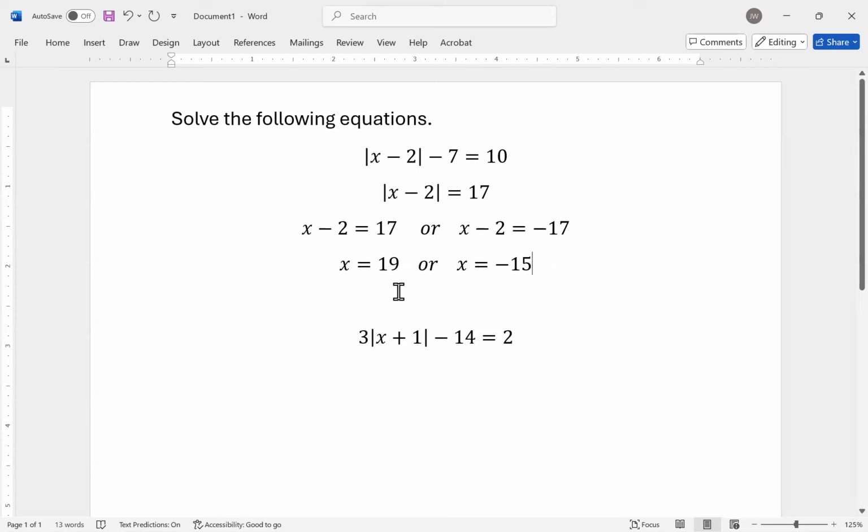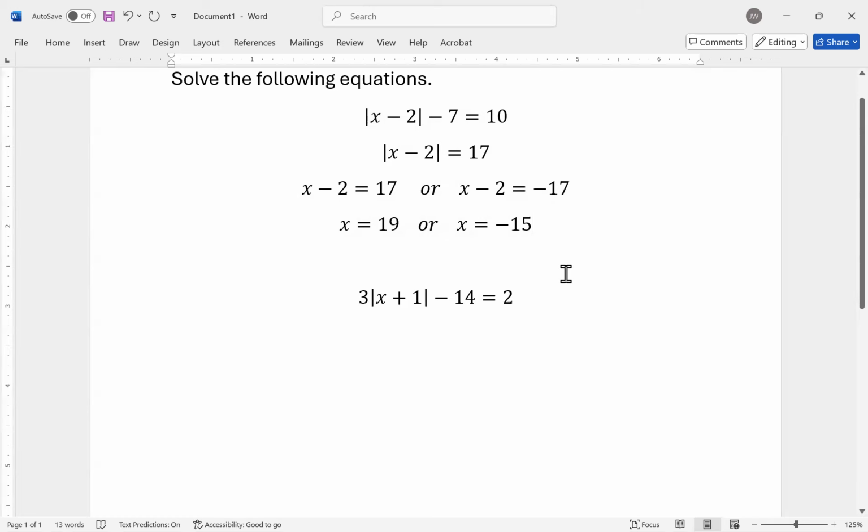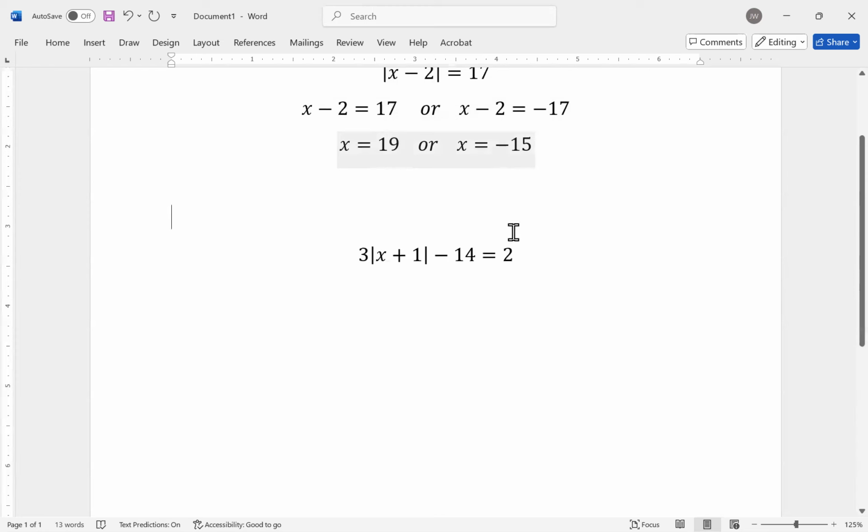If I wanted to check my answers, I could plug in 19 into my original equation, see that it gives me a true statement, and then also plug in negative 15 into that first equation and see that it gives me a true statement. Both of these work. I won't go through the process of plugging them in and checking, but both of them do work. So this absolute value equation has two solutions.